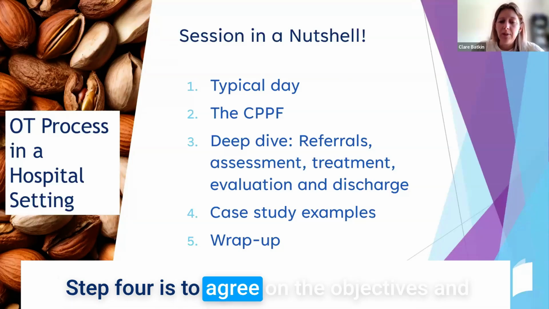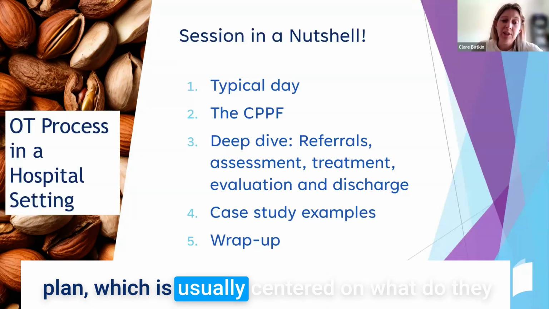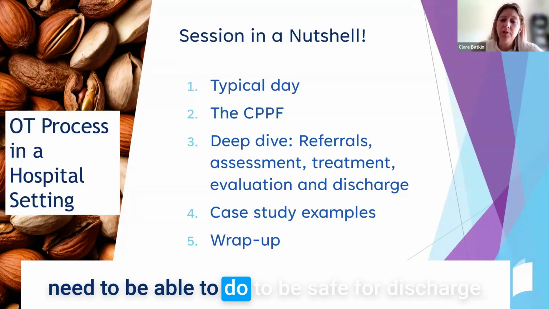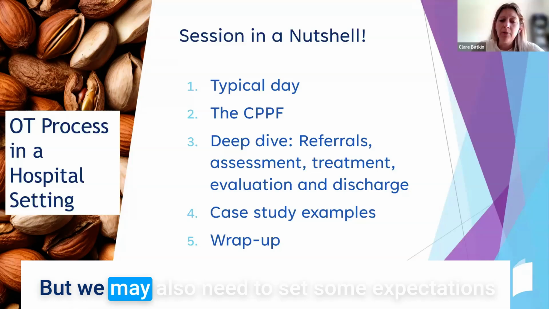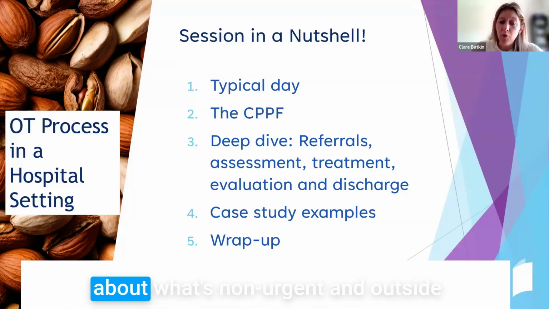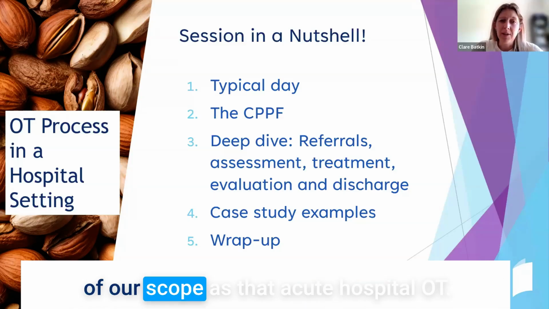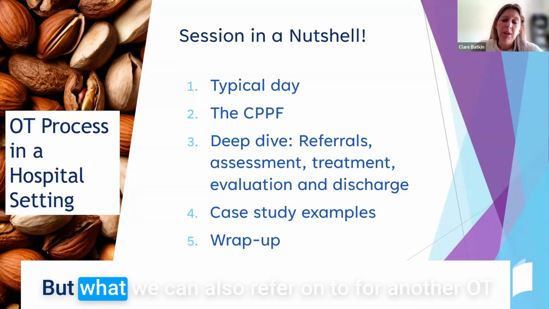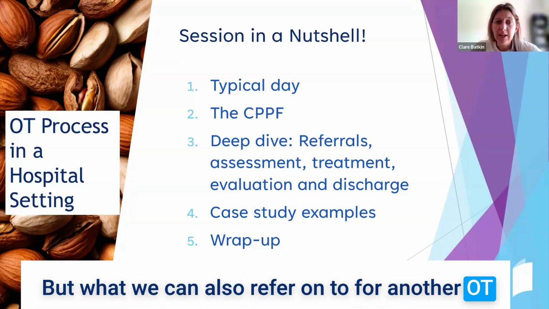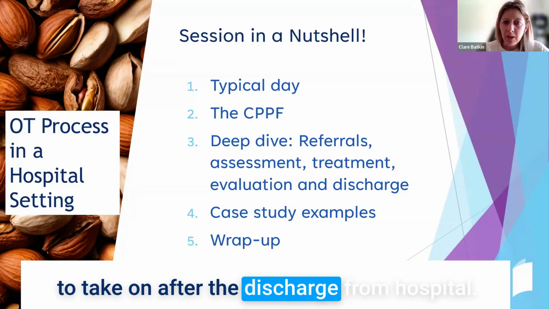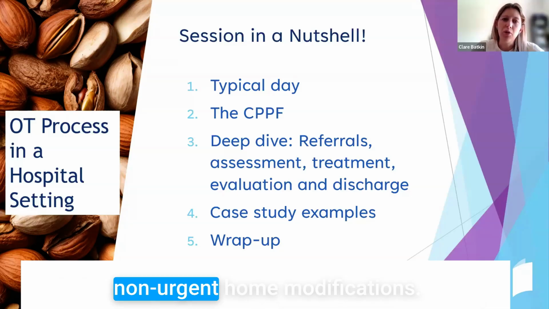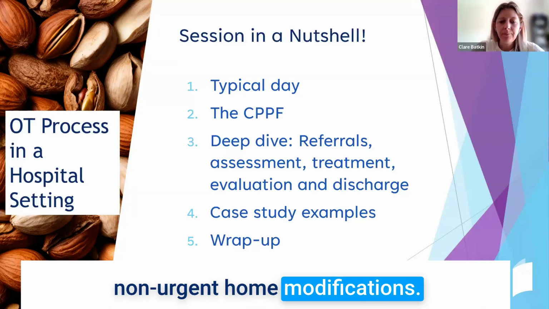Step four is to agree on the objectives and plan, which is usually centered on what do they need to be able to do to be safe for discharge. But we may also need to set some expectations about what's non-urgent and outside of our scope as that acute hospital OT, but what we can also refer on to for another OT to take on after the discharge from hospital. So it could be things like non-urgent home modifications.